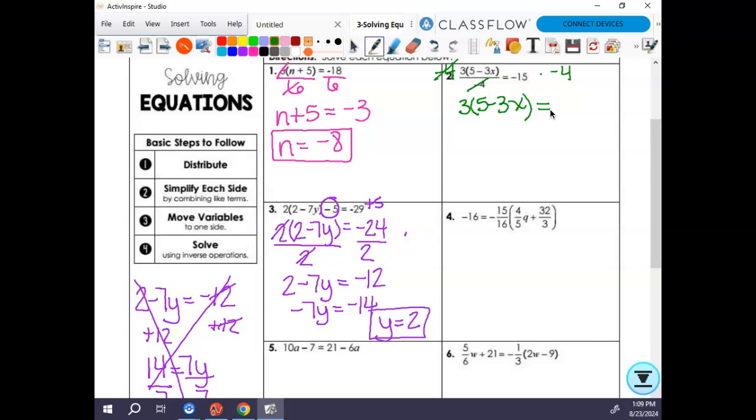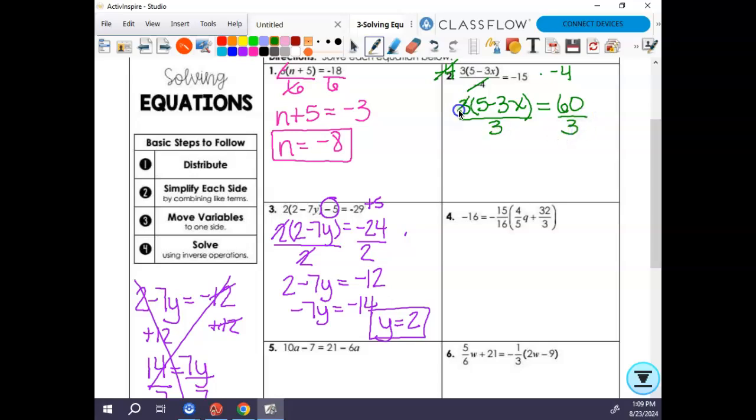If you're thinking in terms of 15s, think in terms of time. 4 15-minute intervals is an hour. If you're thinking in terms of 25s, think in terms of money, something like that. Either way, I'm going to get a positive 60. Now, you tell me, do you want to distribute that 3 or do we want to divide it? Divide? Okay, so we're going to divide both sides by 3.